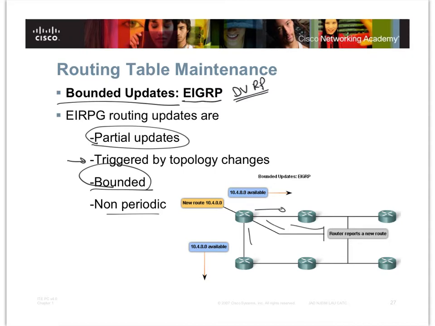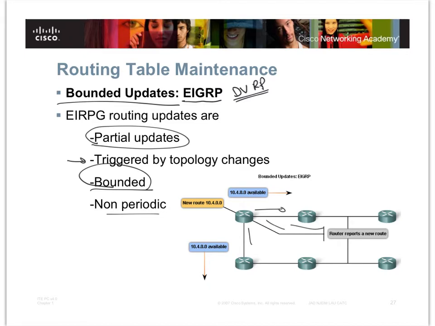But in order for EIGRP to do this, it needs a lower layer of intelligence to learn about the neighboring routers, in order to identify that when a change happens, these neighbors will be interested in this change, but not this neighbor. So EIGRP needs another layer of intelligence, which we will learn when we get to EIGRP.